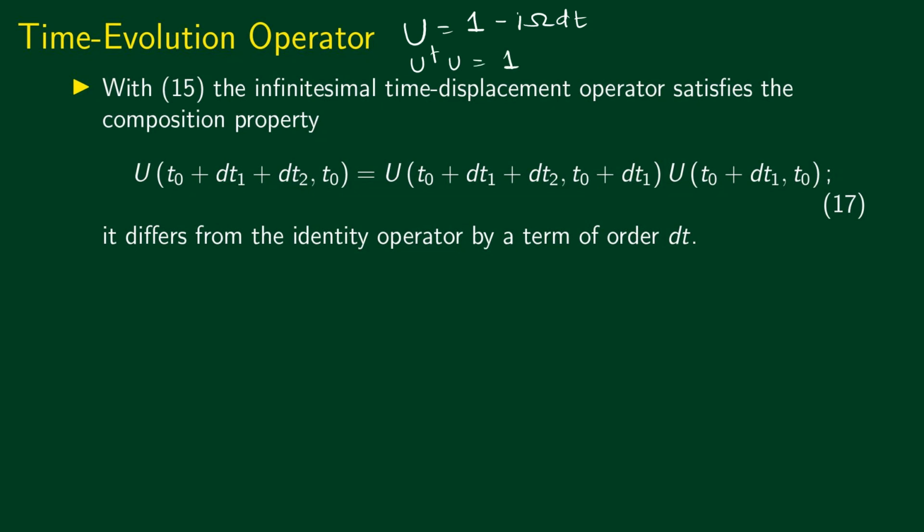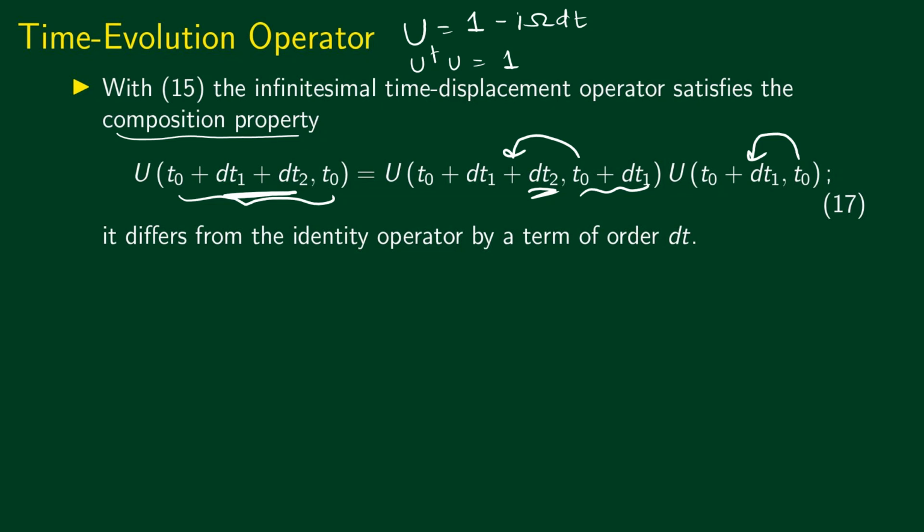We can also check whether this infinitesimal time evolution operator satisfies the composition property. This is what the composition property means in this context. Suppose you want an infinitesimal time evolution from t0 up to t0 plus dt1 plus dt2. We can write it as a composition of two time evolution operations. One that takes the state from t0 to t0 plus dt1, and the other that takes the state from t0 plus dt1 to t0 plus dt1 plus dt2. Now we can check that this condition is satisfied.